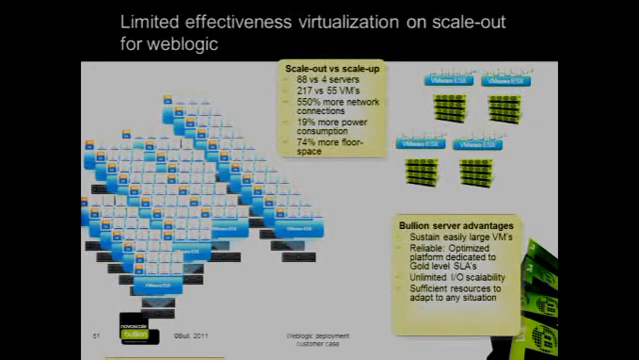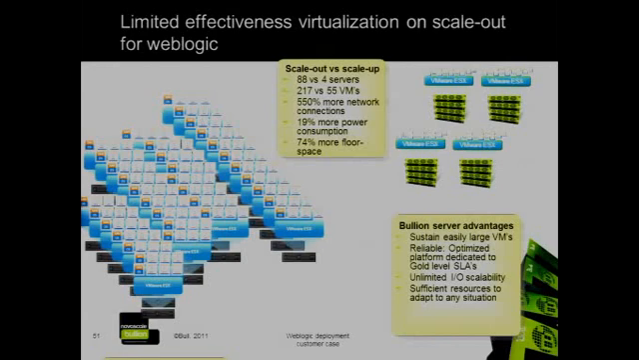This is basically what I'm saying here. 88 servers versus 4 servers. 217 virtual machines versus 55 virtual machines. So a lot more network connections, more power consumption, and of course, more floor space used. Now again, using larger virtual machines doesn't provide you the best performance, but it significantly reduces administration and management.